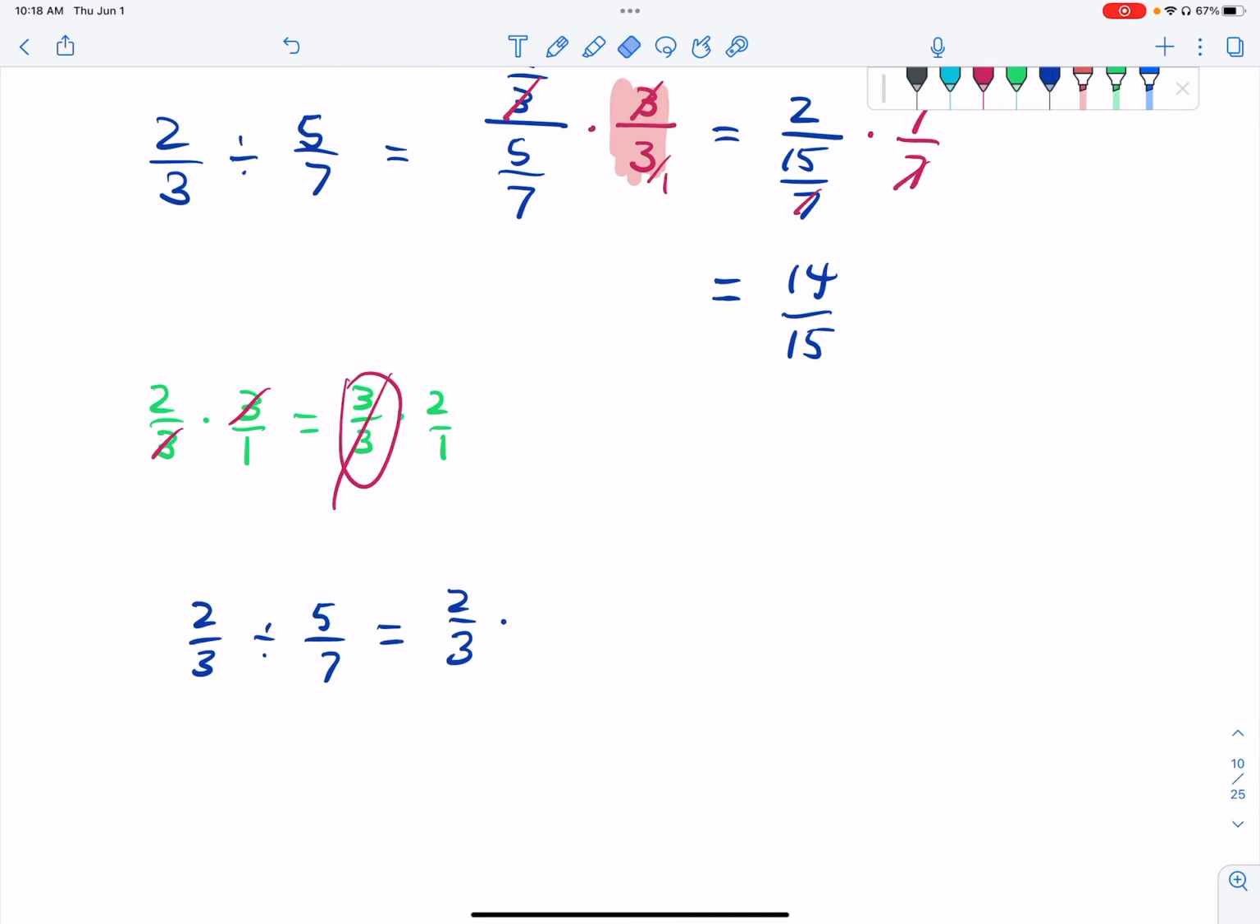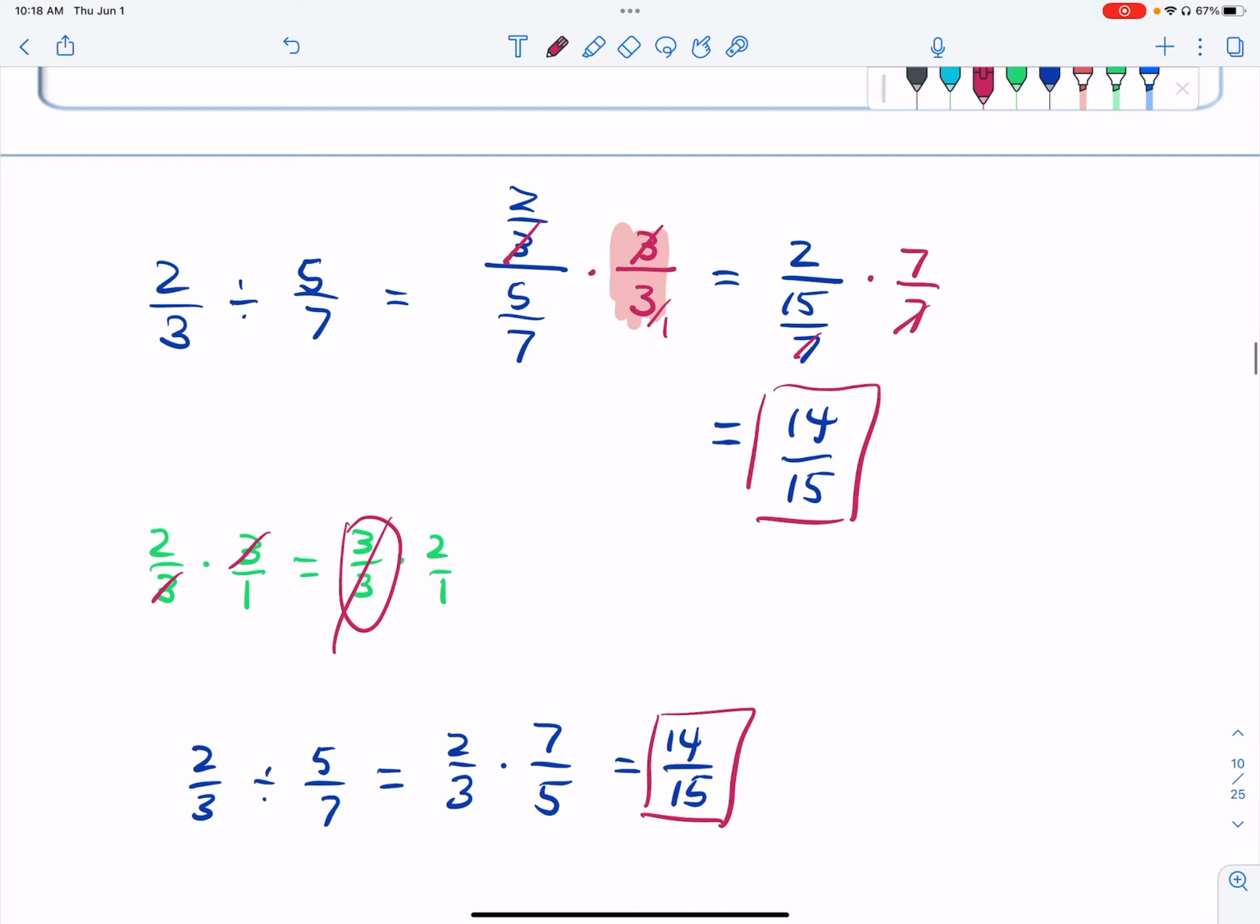I mean, flip it. It should be 7/5. And now when I multiply straight across, 2 times 7 gives me 14, and 3 times 5 gives me 15, which is pretty much the same thing that I got before, right? But which one would you rather do? I think that's a pretty easy question to answer, right?